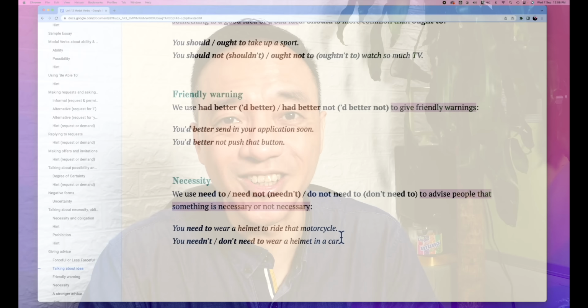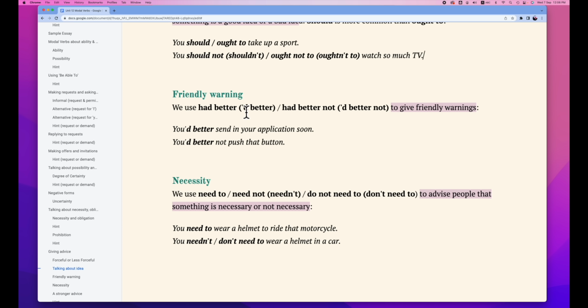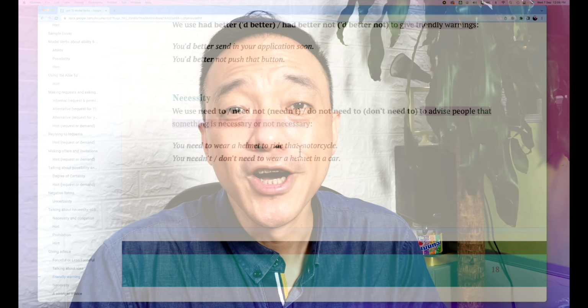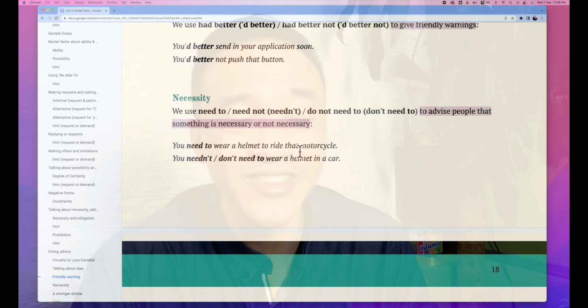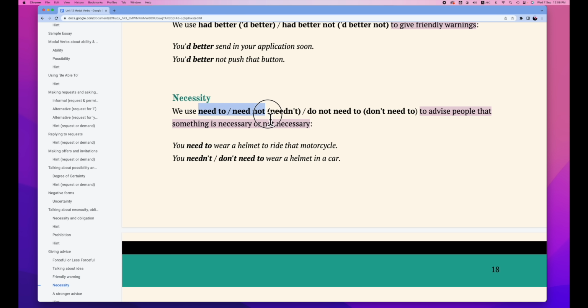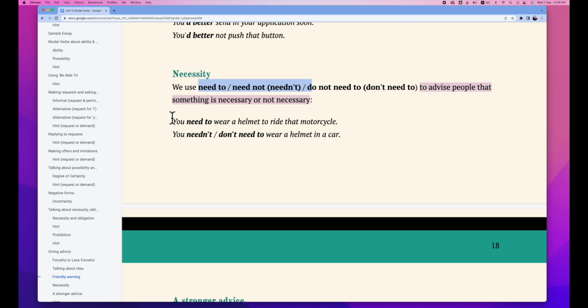How about giving friendly warning with modal verbs? Let's take a look. We use had better or 'd better, and had better not, to give friendly warnings. You'd better send in your application soon. You'd better not push that button. How about advising people that something is necessary or not necessary? Let's take a look. We use need to, need not, or do not need to, don't need to, to advise people that something is necessary or not necessary. Example, you need to wear a helmet to ride that motorcycle. You needn't or don't need to wear a helmet in a car.